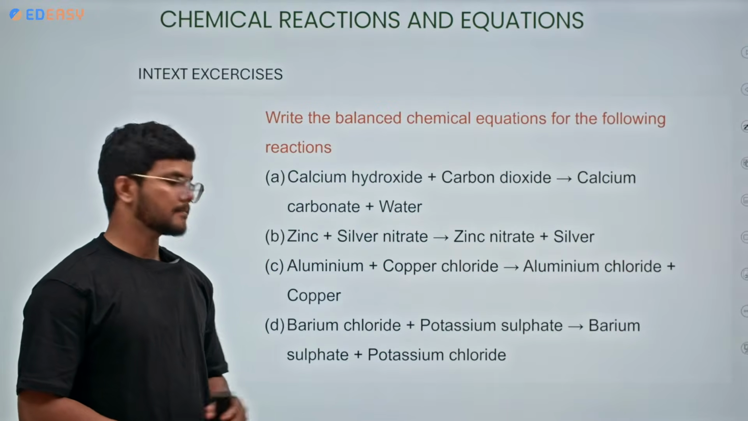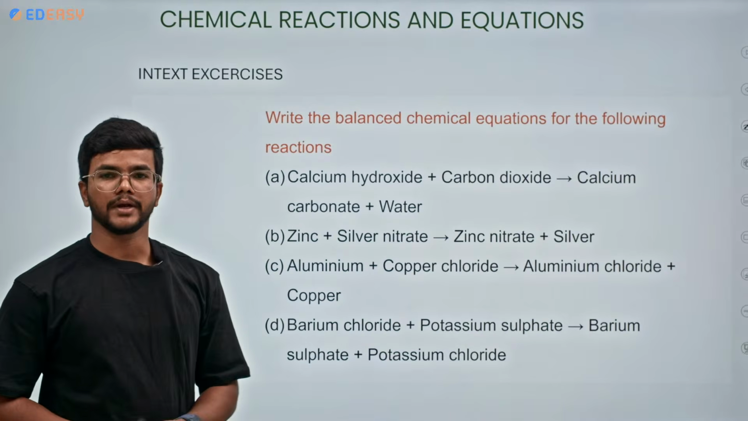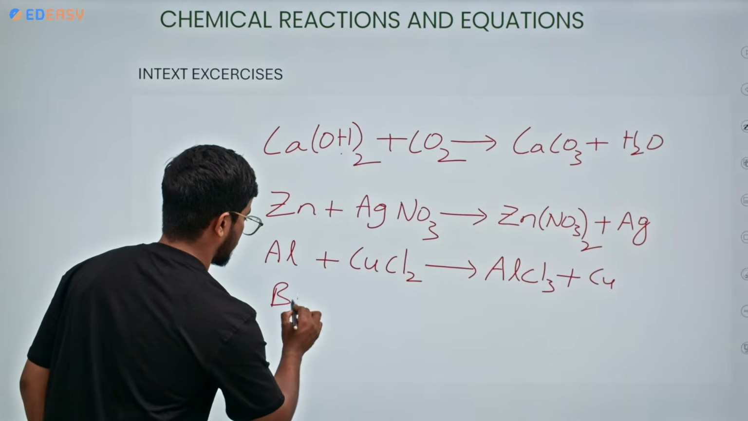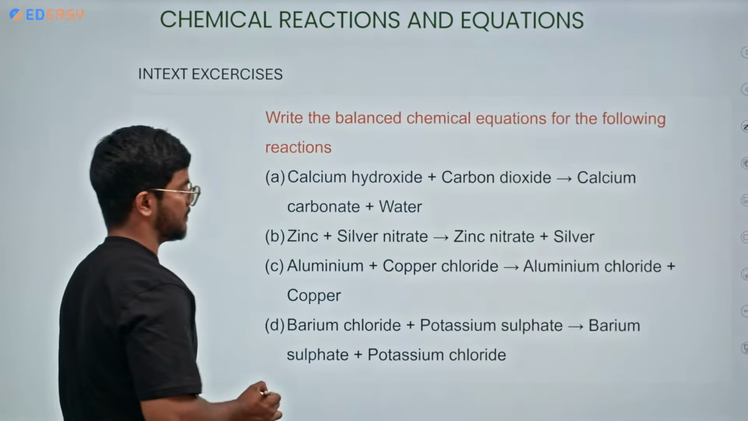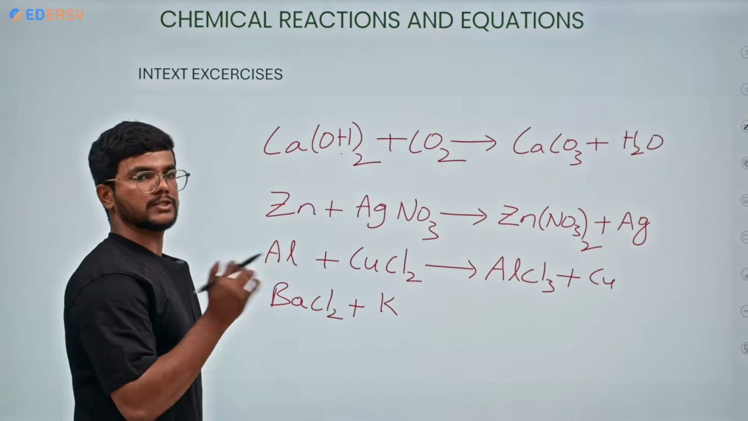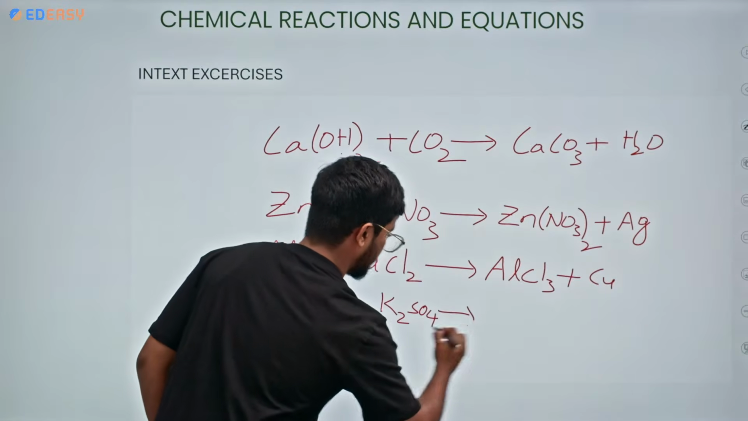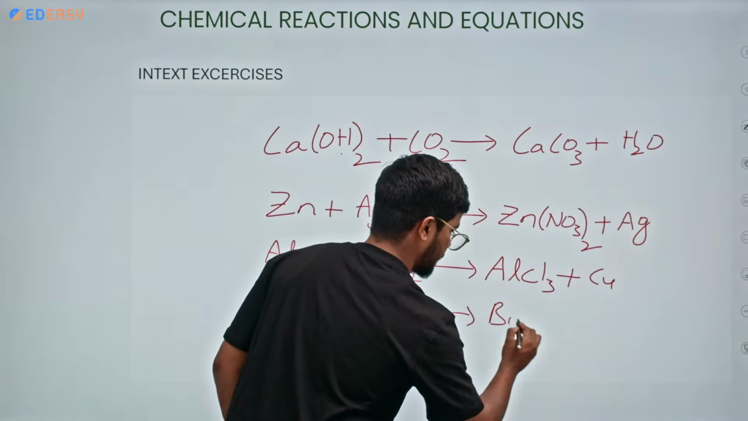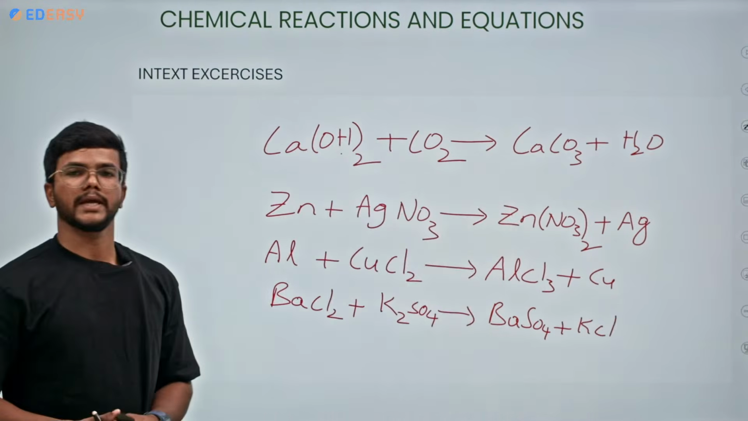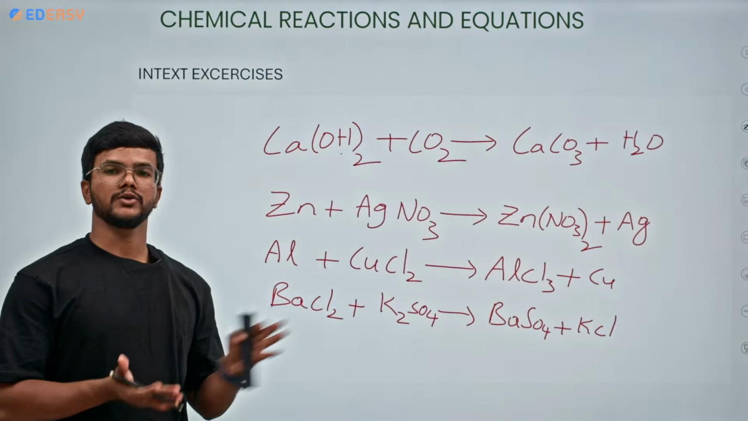Next, barium chloride plus potassium sulfate gives barium sulfate plus potassium chloride. So barium chloride, BaCl2, plus potassium sulfate. Potassium sulfate: potassium charge is plus 1, sulfate charge is minus 2. Plus 1 minus 2 crisscross, K2SO4 gives BaSO4, barium sulfate, plus KCl, potassium chloride. Okay, potassium chloride. This is how we will write the word form of the chemical equation into chemical formula.